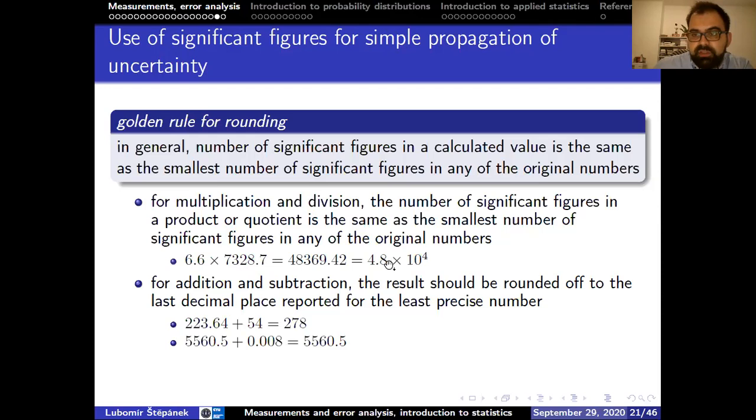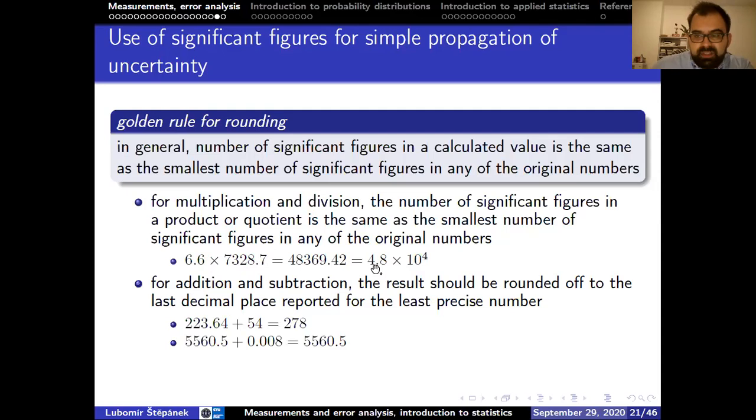So I'm going to rewrite it in scientific notation, and this is the correctly written form. But the mantissa should have exactly 2 significant digits because there are only 2. This is a rule: it is just the number with the lowest count of significant digits. So only 2. There should also be only 2 significant digits in your result.